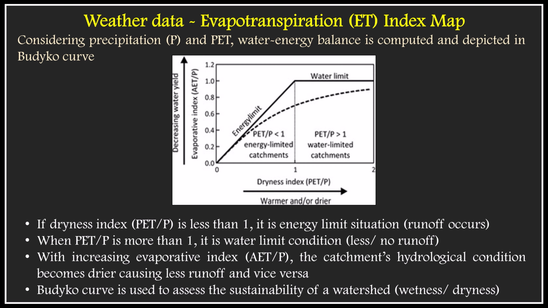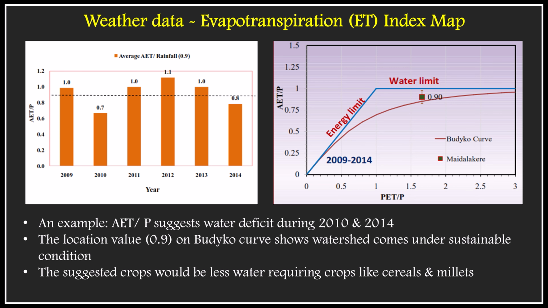The next step in the evapotranspiration presentation is preparation of the ET index map. The index map is prepared considering precipitation and potential evapotranspiration, and the water energy balance is computed and depicted in the Budyko curve. If the dryness index is less than 1, runoff can take place. Here is an example: if you look at the actual evapotranspiration, 2010 and 2014 were water deficit years, and the suggested crops are less water requiring crops like cereals and millets.